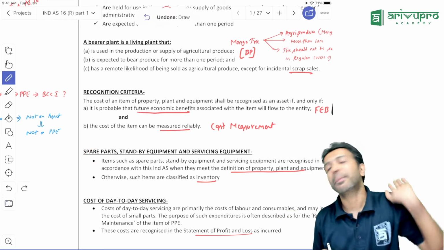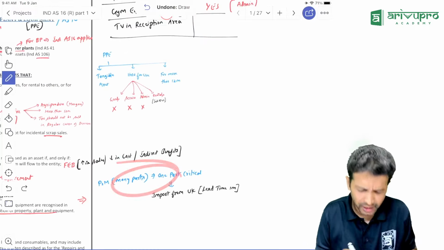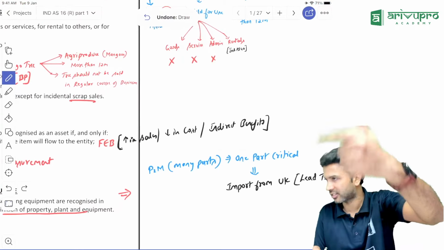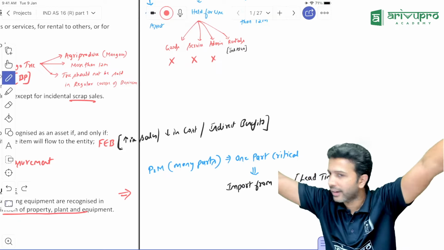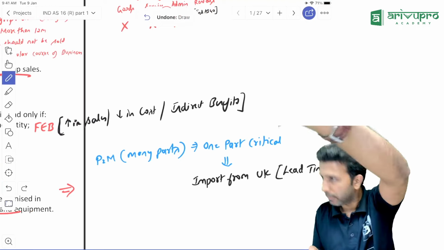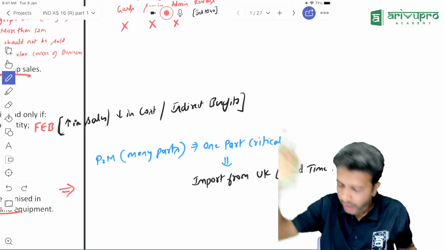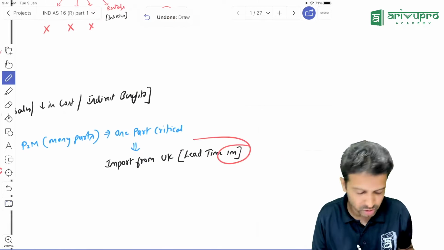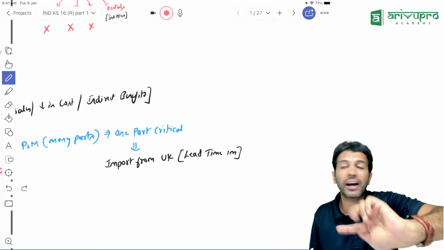Next one is spare parts. You got the meaning of standby equipment, na? Spare parts is, let's say a company has a plant and machinery. This plant and machinery has many parts, assembled and made as one property, plant and equipment. In this, one part is very critical. If that one part is not there, the whole machinery will not function. This one critical part I have to import from UK, and the lead time is 1 month. Lead time as in, if I place the order today, I will get it only after 1 month.